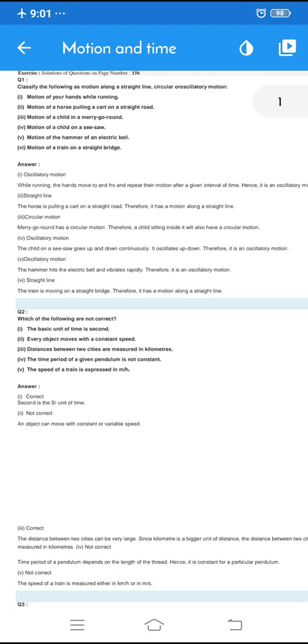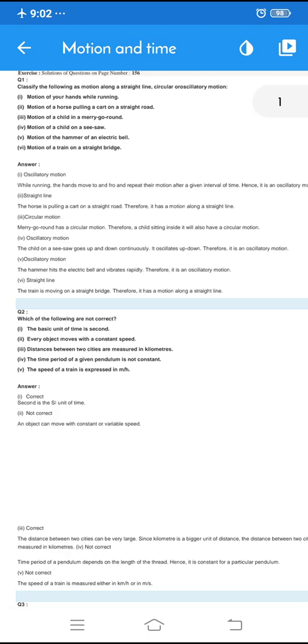The third one is motion of a child in a merry-go-round. It's a kind of game. When you go to jatras and fairs, you will see the merry-go-round. It will be moving and you will be made to sit there. So this is an example for circular motion. Here the child is sitting inside the merry-go-round, and it will be rotating in a circular way. Hence it's a circular motion.